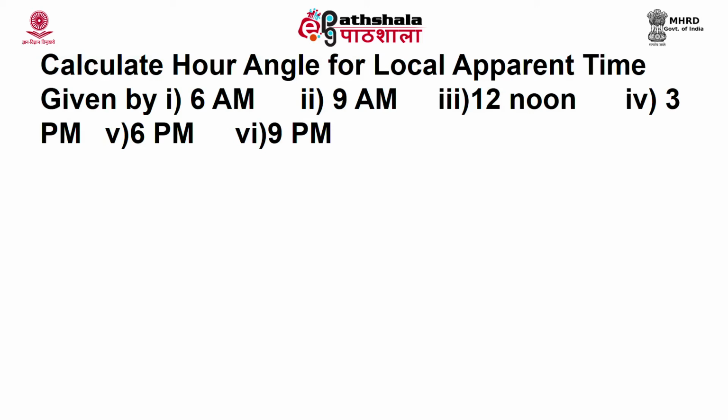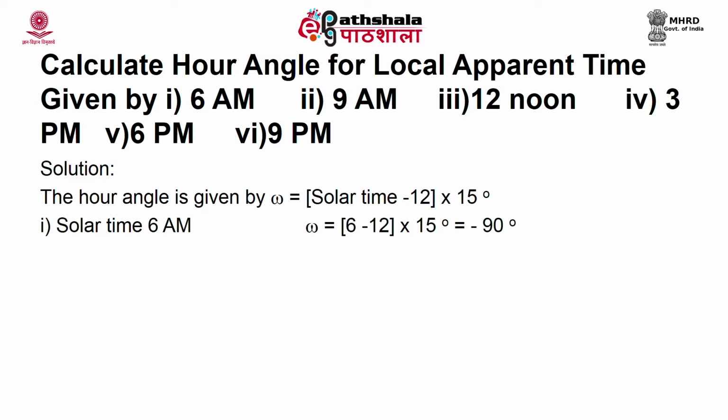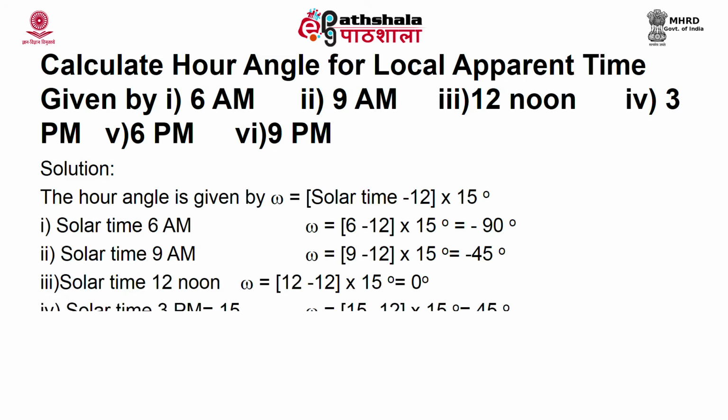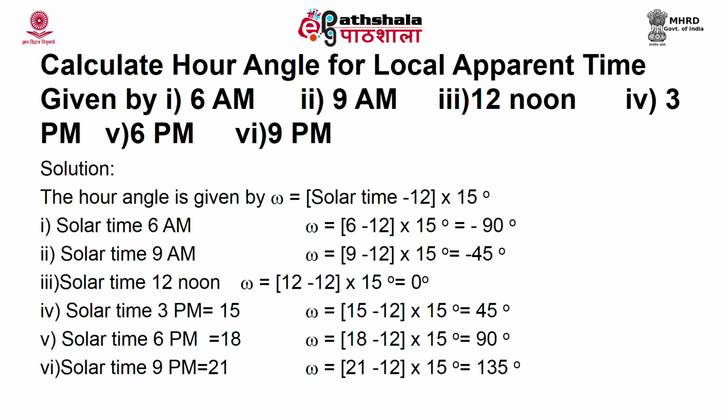Let's calculate the hour angle for local apparent times like 6 am, 9 am, 12 noon, 3 pm, 6 pm and 9 pm. Hour angle is given by omega is equal to (solar time minus 12) times 15 degrees. So, if the solar time is 6 am, omega is equal to (6 minus 12) multiplied by 15 degrees, which is equal to minus 90 degrees. At 9 am it is minus 45, at 12 it is 0, at 3 pm it is 45 degrees, at 6 pm it is 90 degrees and at 9 pm it is 135 degrees. So, if you know the exact solar time, you can find out the hour angle.